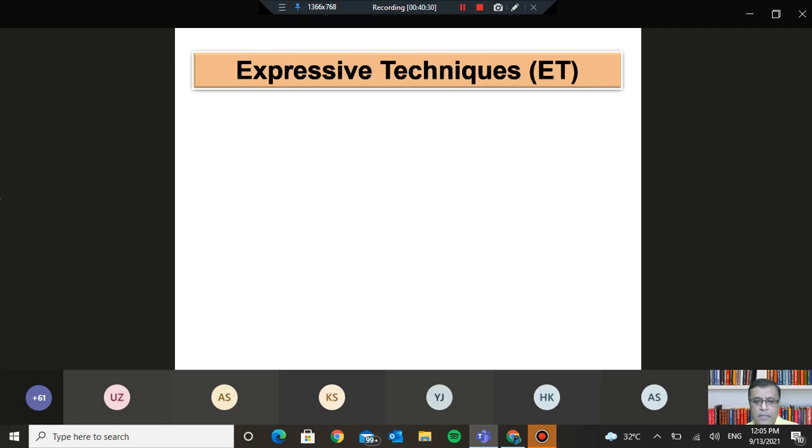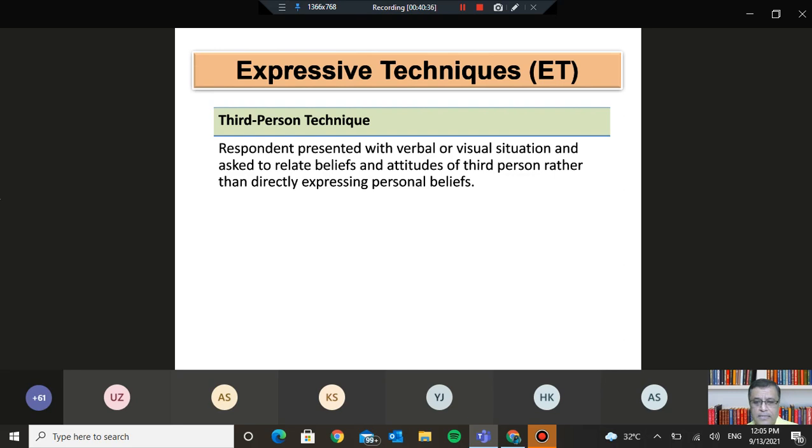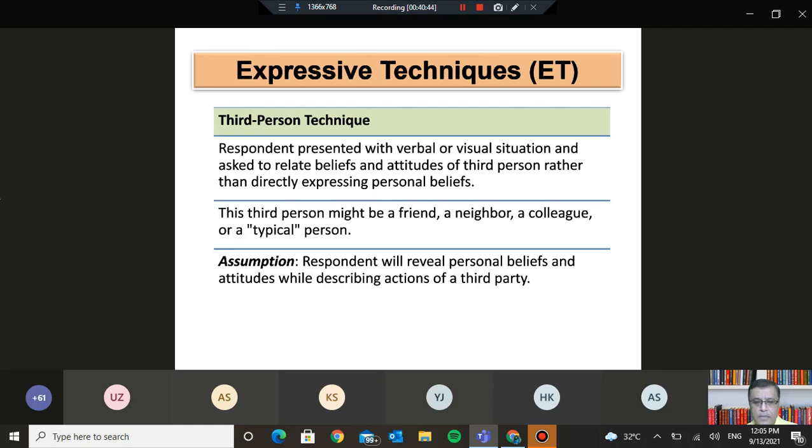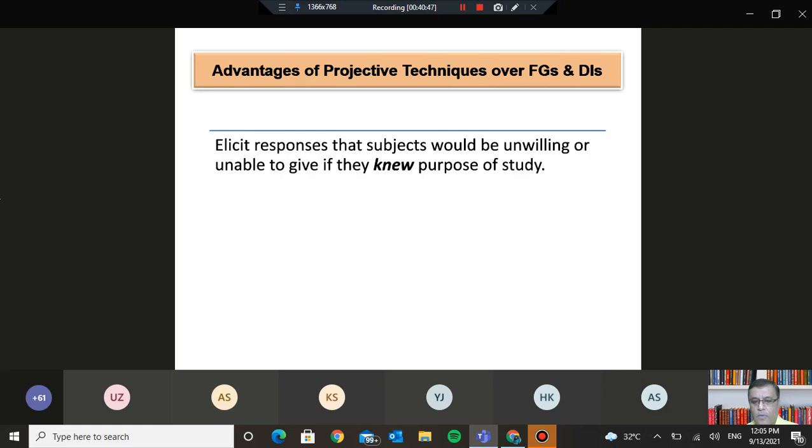Then see, as far as role playing is concerned, we have already discussed this. As far as the third person technique is concerned, we have already discussed that too. Yes, we have finished this. Okay, we have covered this. Then what are the advantages and disadvantages of each? Let's discuss these, when responses are being shared.